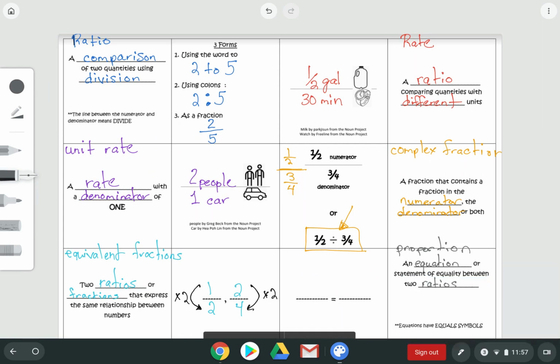And guys, when I say ratios, you can also think of ratios as fractions. Essentially, they're the same thing. Okay? So, if I write 1/2 equals 2/4, that is an equation because we have the equal symbol. Therefore, that is a proportion.